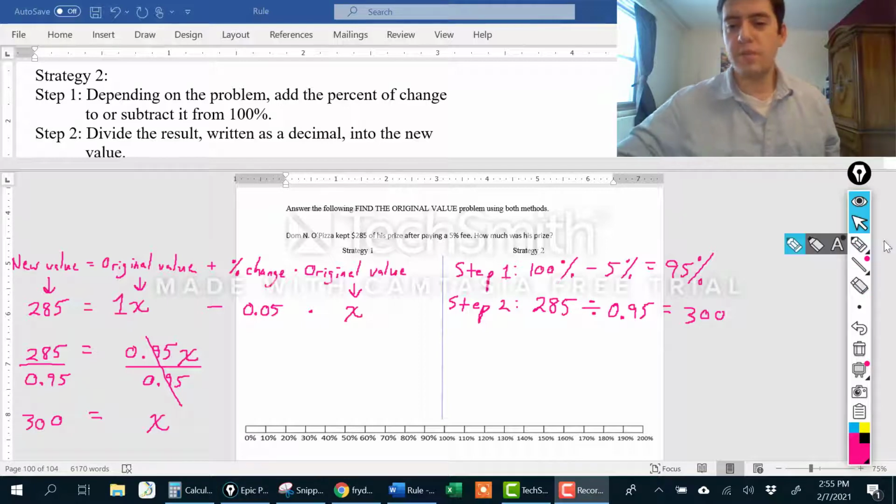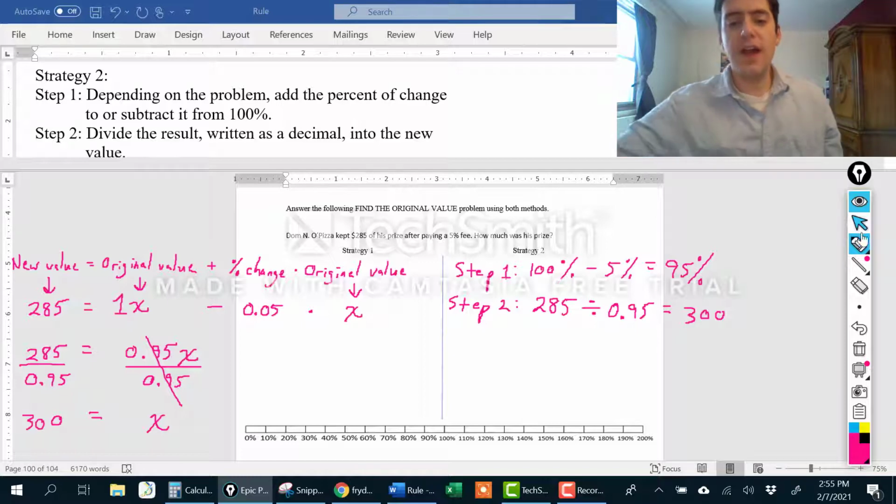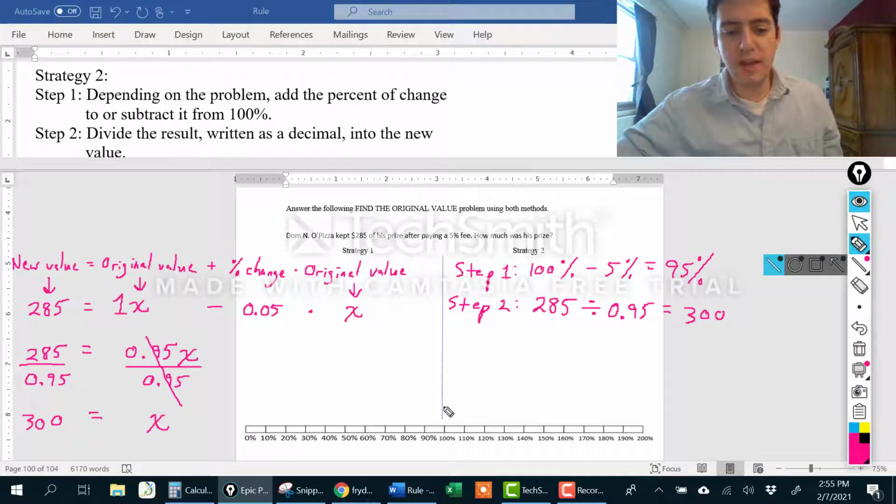Okay, so I want to represent what's going on here visually on a number line. If you remember, in the other problem that we did in the other video, 285 was the original amount of money that Anita had won. And what I did was I put the 285 above 100% here, because that was the original amount of money.